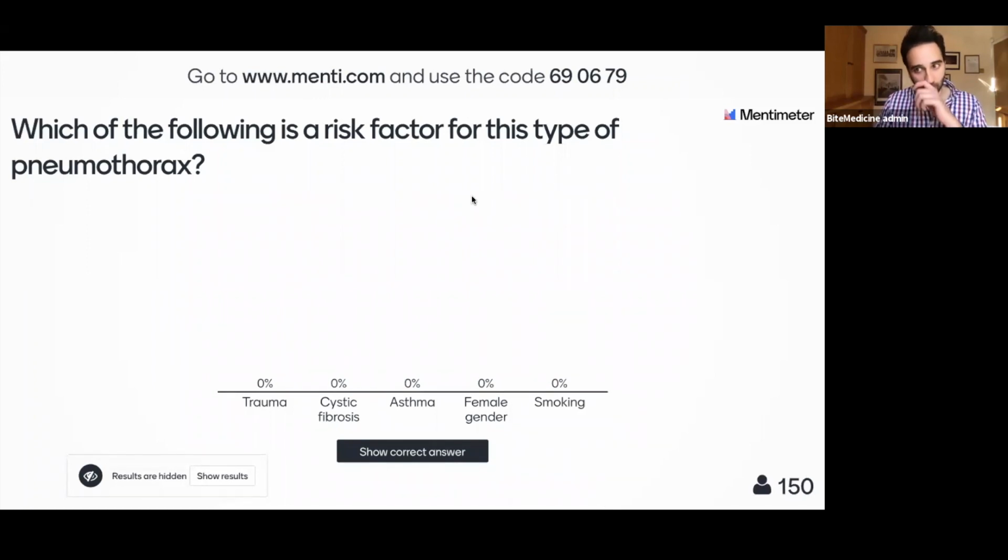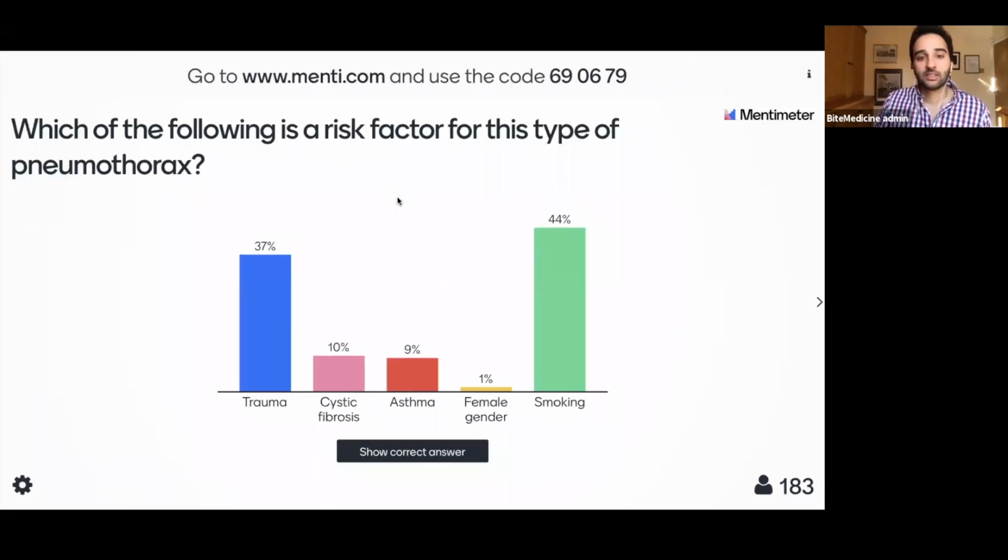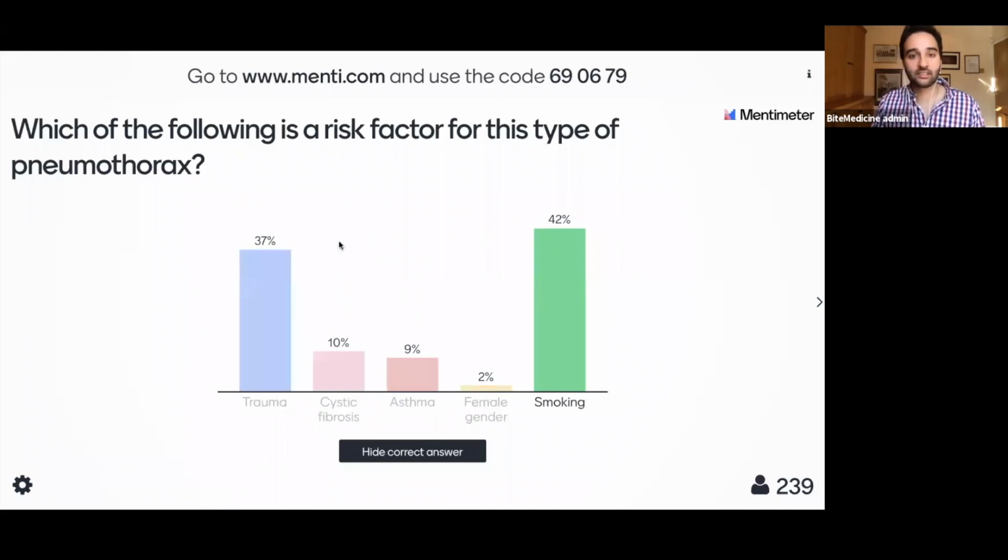Which of the following is a risk factor? So let's have a look at what you guys think. Interesting. Okay, so we've got a mixture. Main split here is between trauma and smoking? Let's have a look at the correct answer.